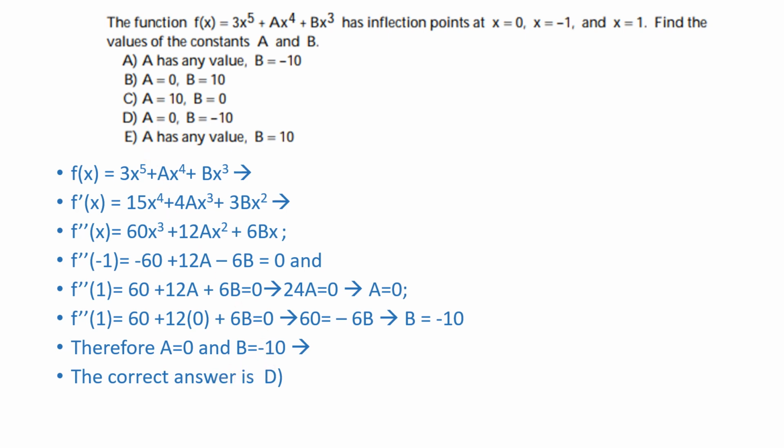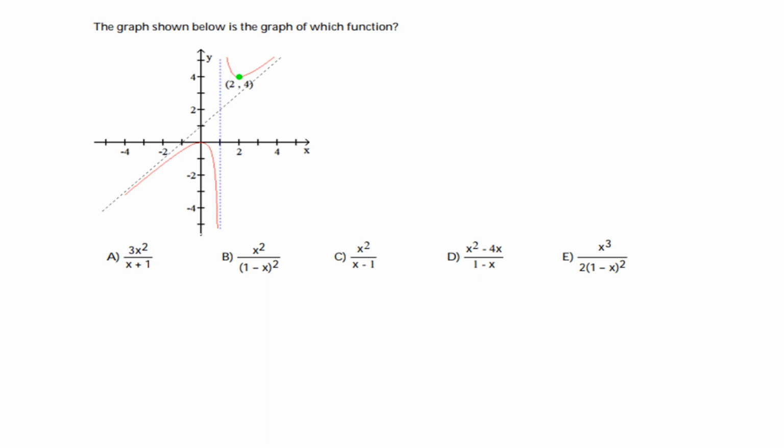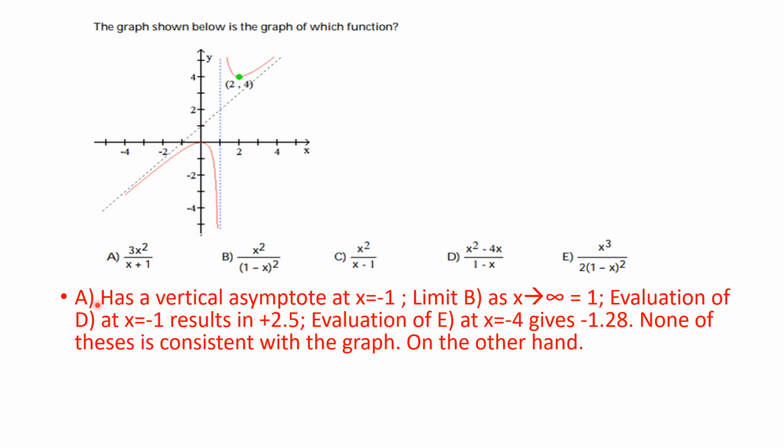Let's move on to the next problem. For the last problem, we're given pretty much a graph, and we were supposed to figure out which of these functions matches the graph. So what we're going to do is the following. We look at A. A has a vertical asymptote at x equal to negative 1. The function doesn't, so A doesn't qualify.